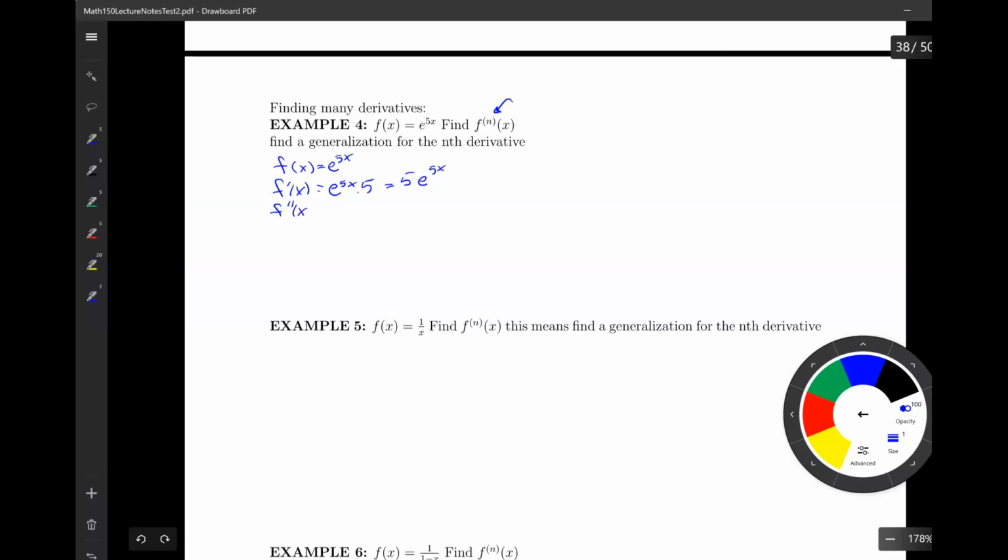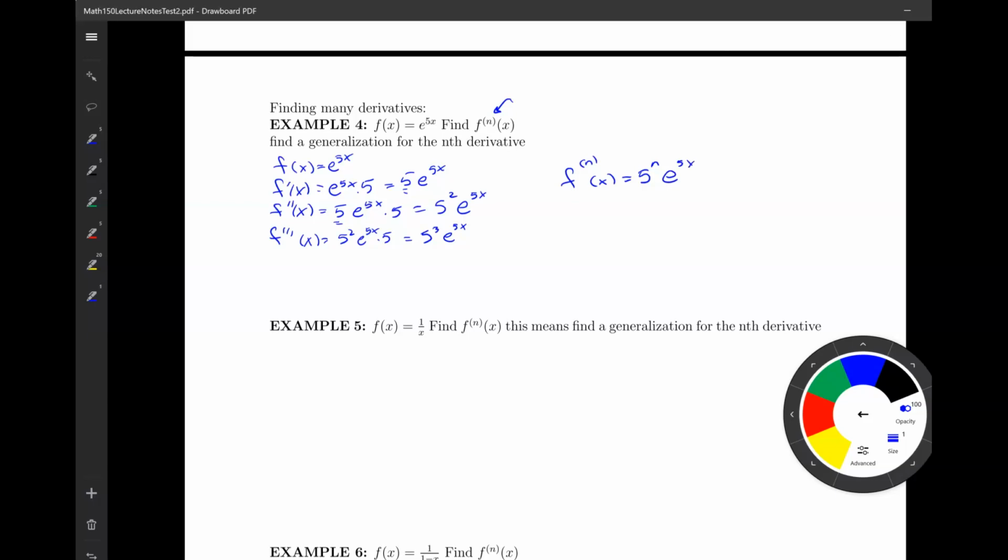And then when I take the second derivative, I carry this 5. And I take the derivative of e to the 5x, and I get e to the 5x times 5, chain rule. So I get 5 squared. Remember, when we're establishing a pattern, you don't want to multiply your numbers together. So the third derivative will be 5 squared e to the 5x times 5. I think we see the pattern. All right, so if I want to find what the nth derivative is, it's going to be 5 to the nth power e to the 5x.